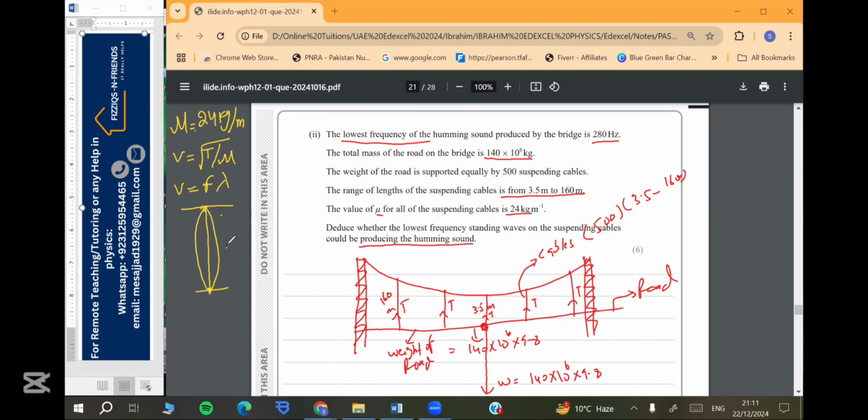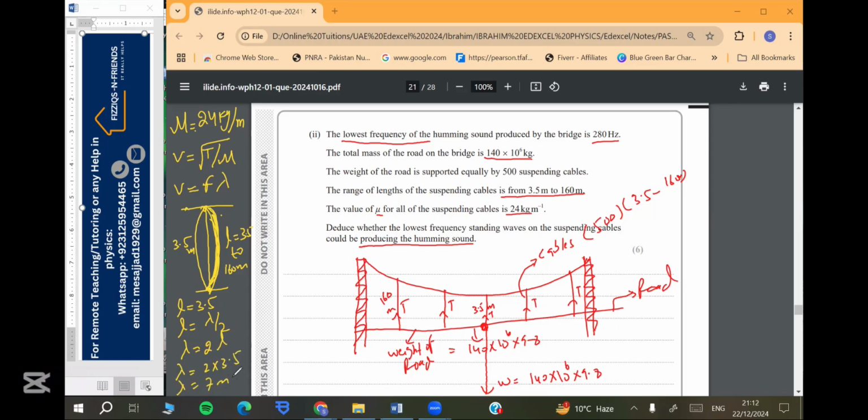So the length of the cable varies from 3.5 to 160 meters. For example, I'm talking about 3.5 meters for now. So length equals 3.5 meters, and this length should have half of the wavelength. I mean, this wave is half, not full. So we will say that the length 3.5 meters contains half of the wavelength, just like standing waves. So we have lambda equals 2L, which is 2 into 3.5, so lambda equals 7 meters.